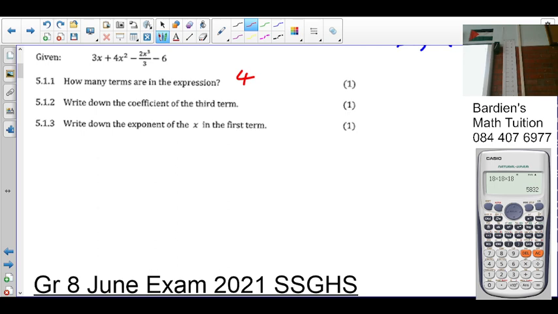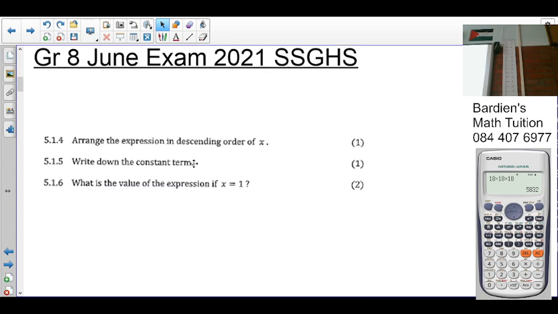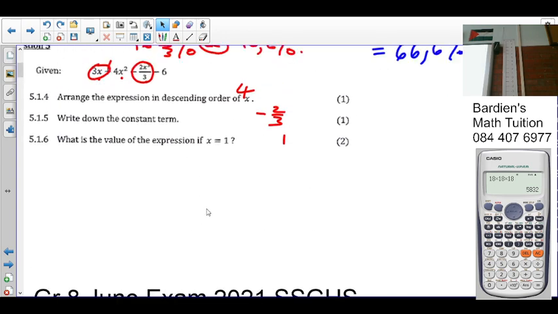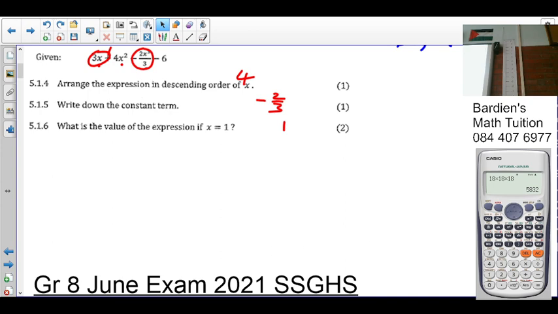Write down the coefficient of the third term. So it's 1, 2, 3. Coefficient is the number in front. Negative 2 over 3. Write then the exponent of the x in the first term. The exponent is 1. You guys understand? Any more questions pertaining this here? Right.